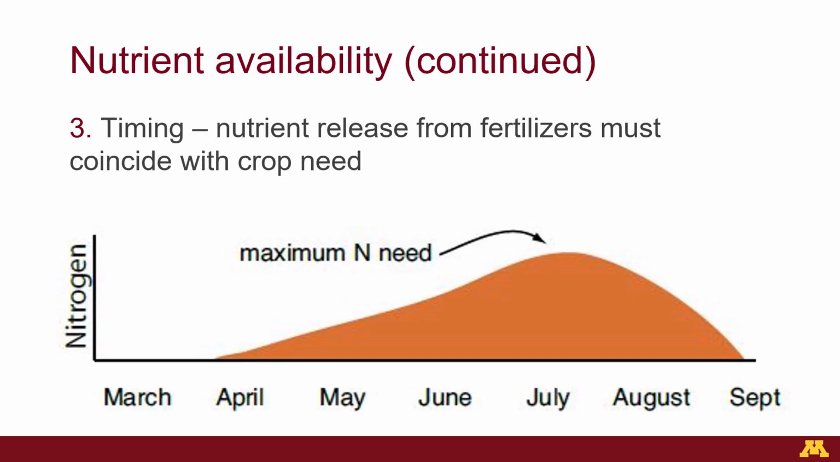The third factor affecting nutrient availability is timing. Nutrient release from fertilizers and organic matter must coincide with the crop's need for that nutrient. For example, in this figure, which shows corn uptake of nitrogen throughout the season, we see that crop N increases steeply in the late stages of vegetative development, indicating that corn has a strong need for soluble, accessible nitrogen at that time. If nitrogen is released from fertilizer too soon or too late, it will not be available when the corn needs it.